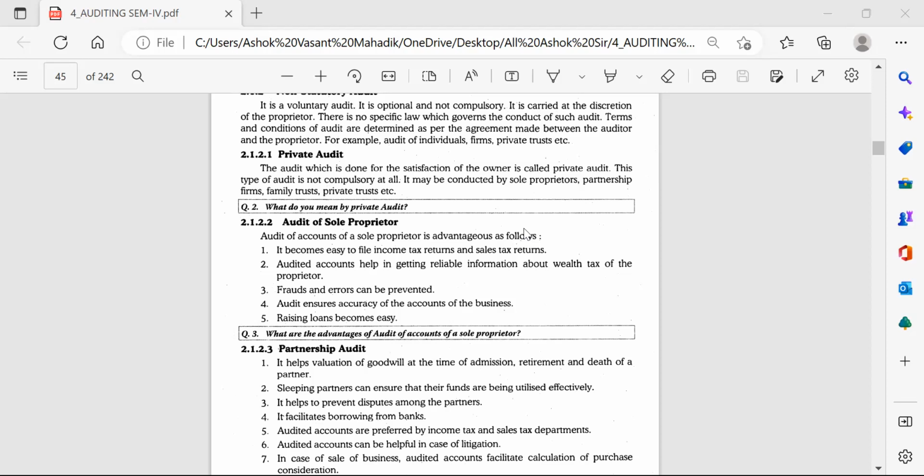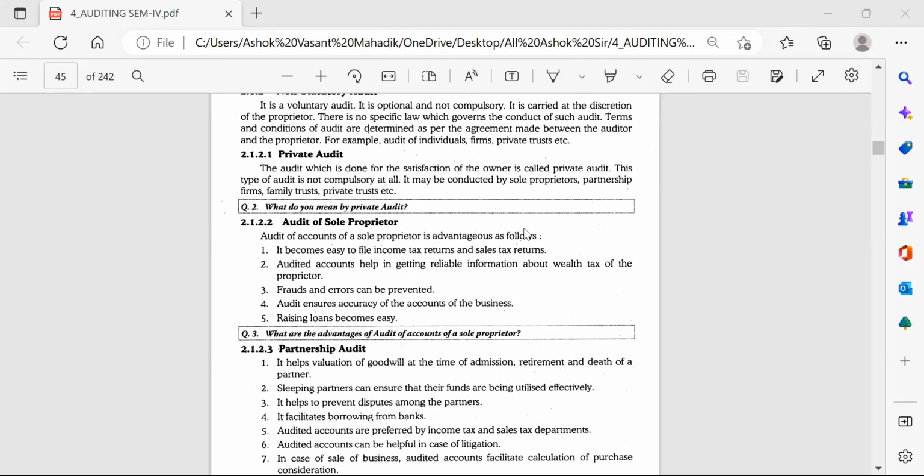But we saw in the previous chapter that auditing is always helpful, to do away with errors, to get hold of fraudulent people, etc. So audit is always suggested. Now let us see, in case of a sole proprietor, what can be the reasons why he wants to get his books of accounts audited, although it is not compulsory. So advantages are given. First, it becomes easy to file income tax return, isn't it? Sales tax return. Audited accounts help in getting reliable information about many things, wealth tax, income tax, etc.